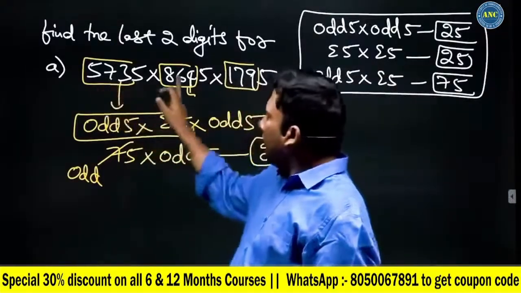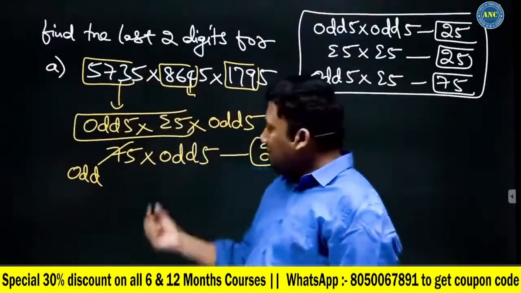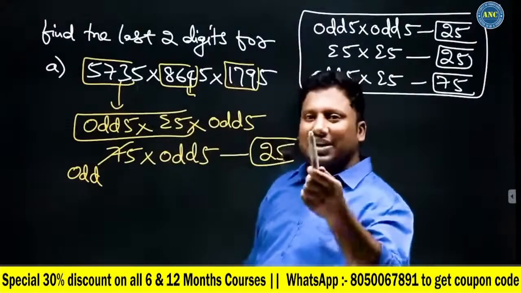This is an odd 5, this is an even 5, and this is an odd 5. Odd 5 into even 5 is 75, into odd 5. 7 is an odd number.